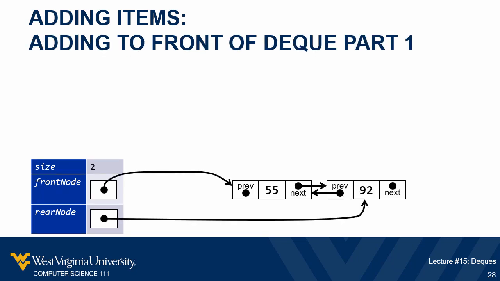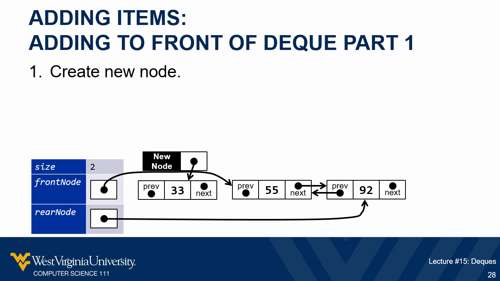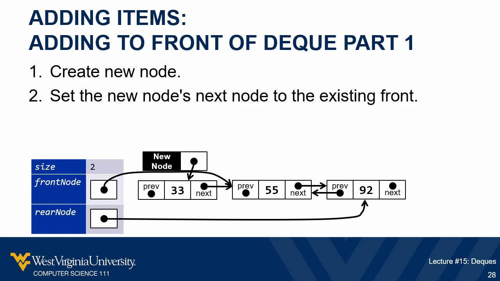Things get a bit more complicated when there are already items stored in our deck and we want to add something. Let's take a look first at a scenario where we have 2 things stored in our deck and we want to add a new value at the front. Here we're going to start off just as we did before by creating our new node. Once we've got that new node, we need to hook it into our chain of existing nodes. We're going to start off by setting the next field in our new node so that it points at the existing front node. So that'll allow us to go forward from our new node into the rest of the chain.